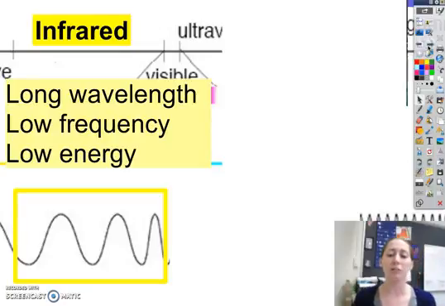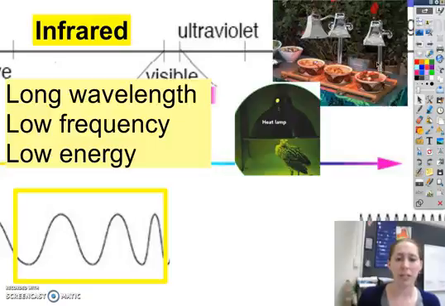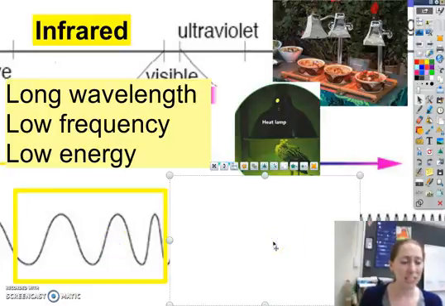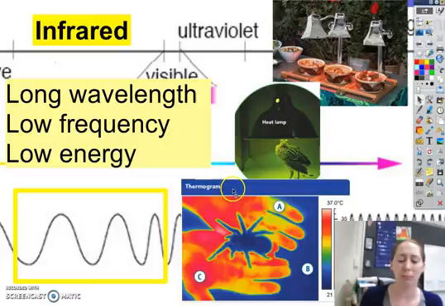Now, infrared, if you remember back to our energy unit, we feel infrared radiation as heat. Infrared has relatively long wavelengths compared to visible light, low frequency, and low energy, and it makes up a good portion of the electromagnetic spectrum. And we can measure and see this infrared radiation with a thermogram. So even though our eyes can't see it, we have designed machines to be able to see it. The brighter redder colors show hotter temperatures, and the cooler blue colors show cooler temperatures.